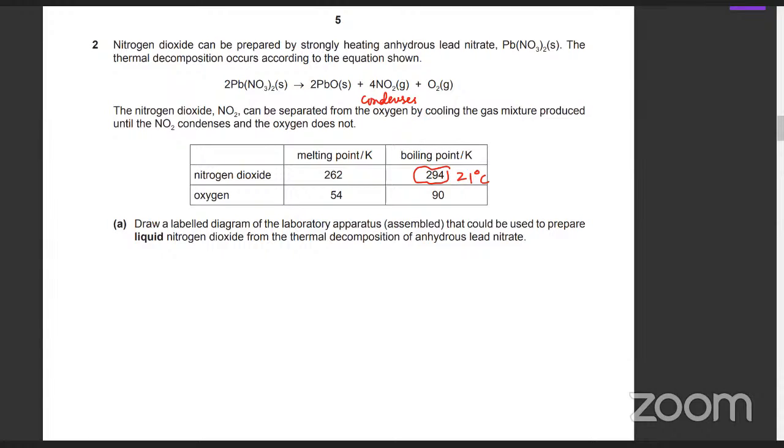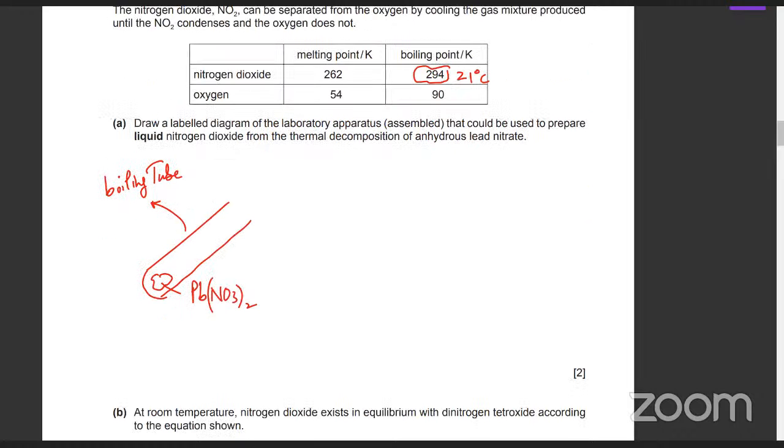So you can have a boiling tube. You can do the decomposition in the boiling tube. And remember, not a test tube. It's always a boiling tube. A boiling tube is just a better version of a test tube. You're going to put the mass of lead nitrate over here. And then you're going to heat it strongly, probably with a Bunsen burner over here. This should be sealed tight.